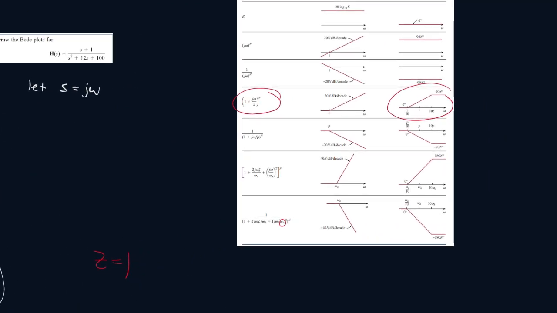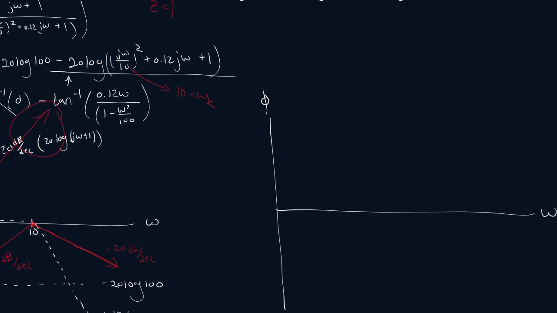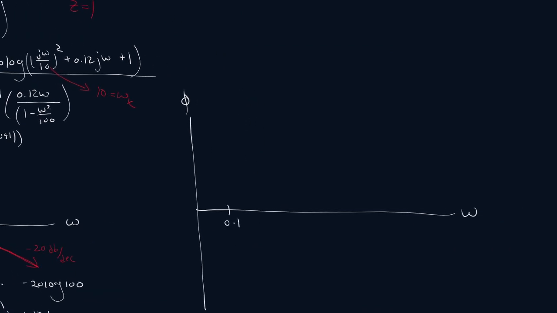And at 1 over 10, we break and we have an unknown slope. And then we stop at 10 times Z, which is going to be 10 times 1, which is 10. And then we stop at 90 degrees. So this is going to be 0.1. Oh wait, actually, we recall we always start at 0.1 here. So we can have it at that point, and we'll have 10 be here, and we'll have 90 here. So it goes like this.